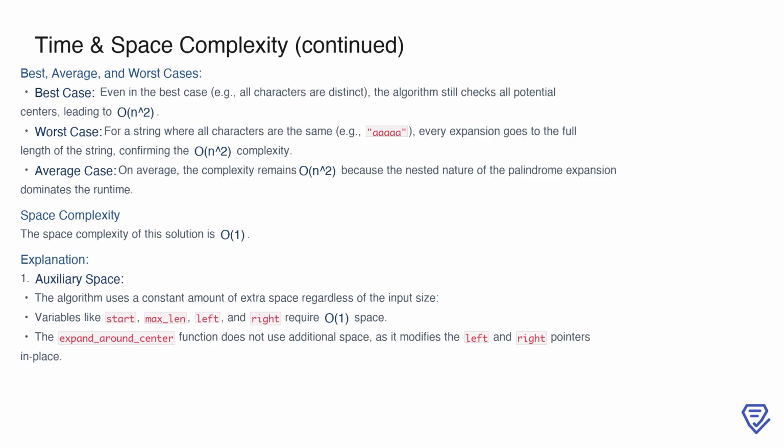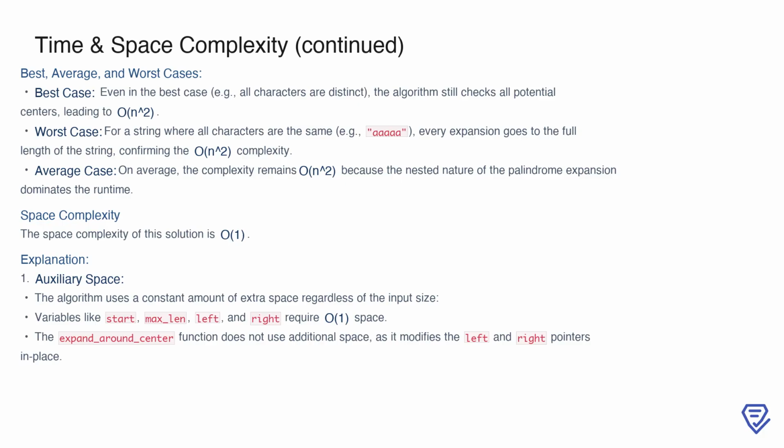In the best case, such as when all characters in the string are distinct, the algorithm still needs to check all potential centers, which confirms the O(n squared) complexity. In the worst case, like a string with all identical characters, such as AAAA, the expansion for each center will extend to the full length of the string, again leading to O(n squared). On average, the nested nature of the palindrome expansion process dominates the runtime, so the complexity remains O(n squared) overall. Now, let's consider space complexity.